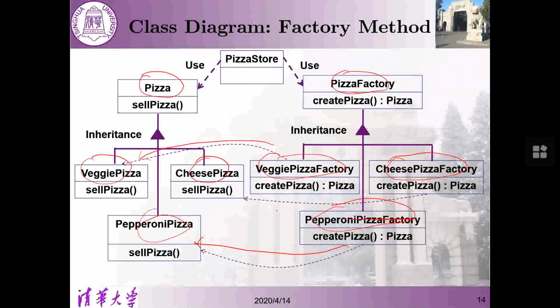So in the pizza store, we only use pizza pointer and the pizza factory pointer. So this is program to interface because these two classes are interface classes, right? So in pizza store, we only need to access pizza pointer and pizza factory pointer. So whenever we want to add a new type of pizza, this pizza store does not change. It keeps unchanged, right?